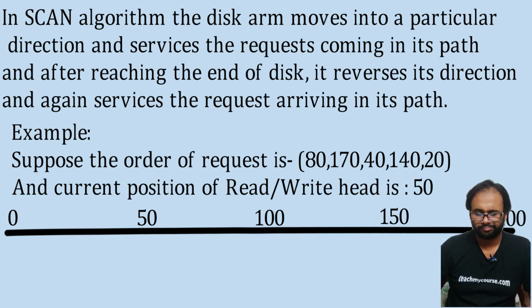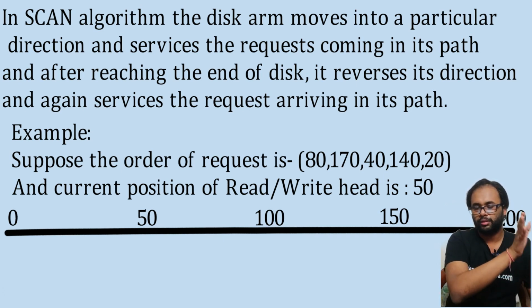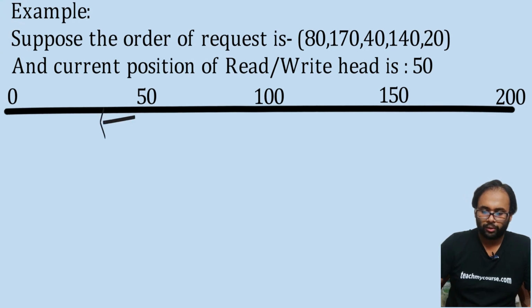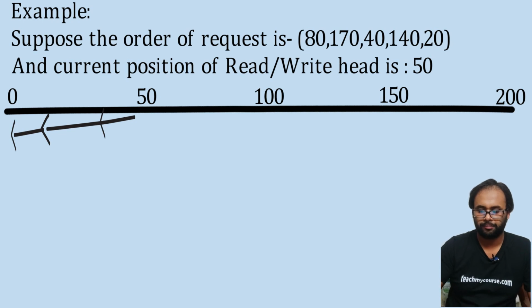Okay. So it goes from 50 to 40. Suppose the head starts to move in the left direction. Once it starts to move in the left direction, it will go to the leftmost, and then it will travel to the rightmost. It will scan through the path. So it goes from 50 to 40, then from 40 to 20, and then it goes to the extreme left, even though there was no request to be served, but it still goes to the extreme left. This is all about the scan algorithm.